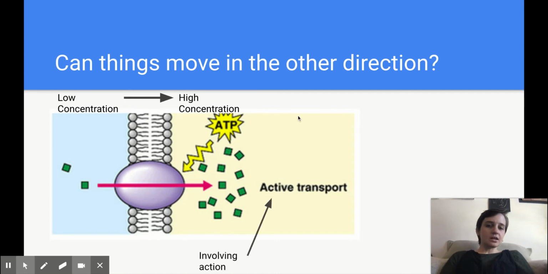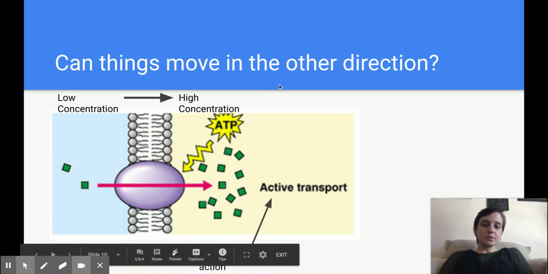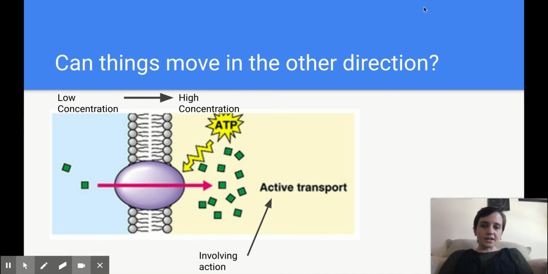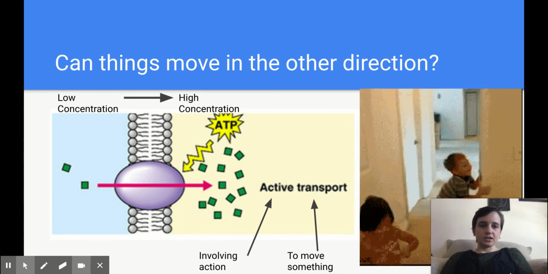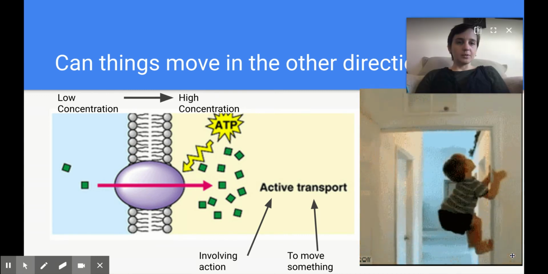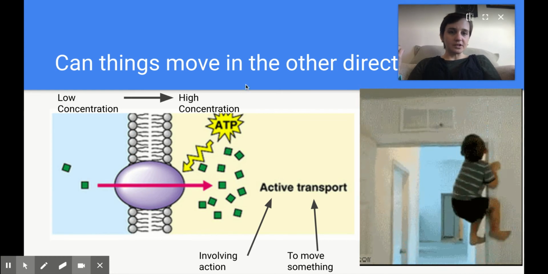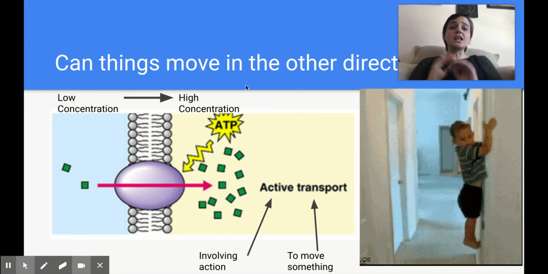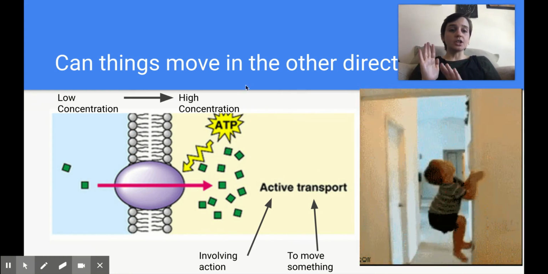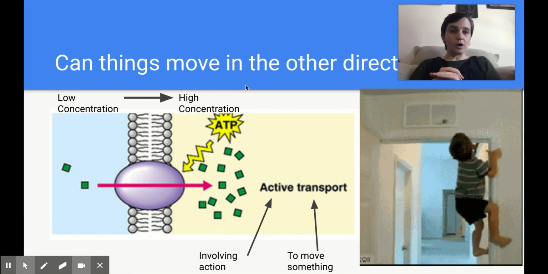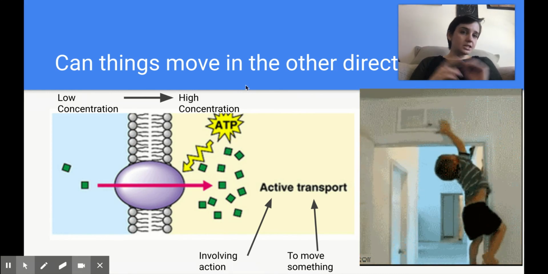If I break down this term, active transport, active means that it involves an action, right? And transport, again, just means that we're moving something. So the action in this case is the energy. And I like to think of this kid climbing up the wall. Maybe some of your siblings are acting like this right now. This kid has a lot of energy. He's going in a direction that is not normal, straight up a wall. And he can do that because he has energy.